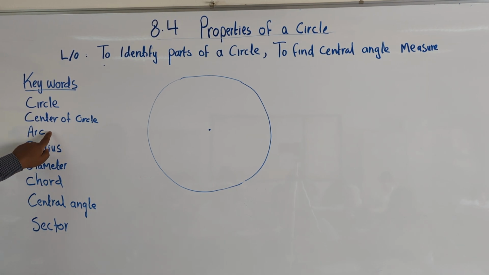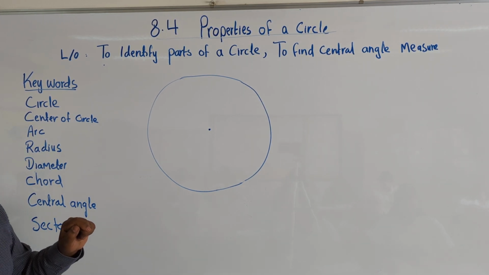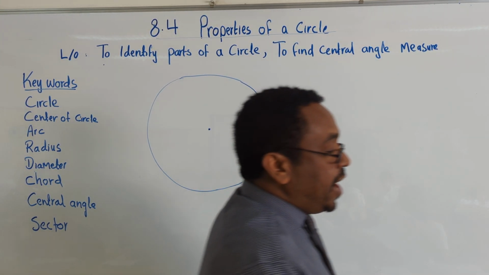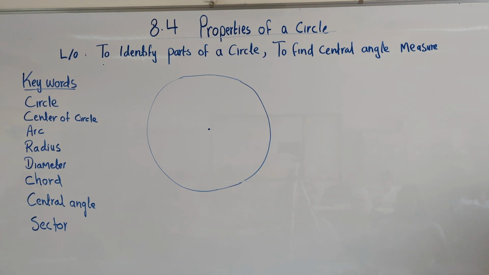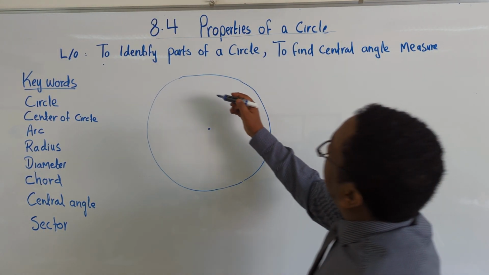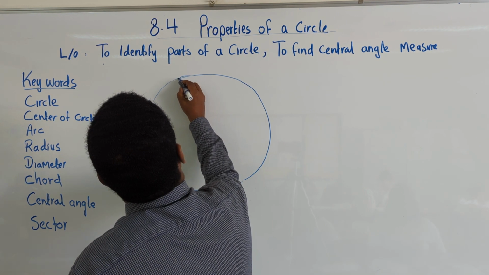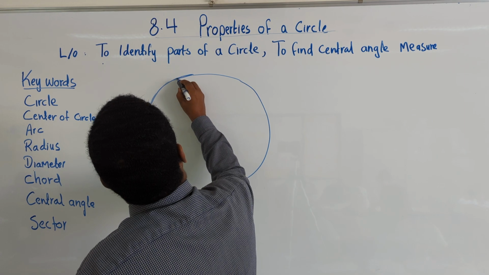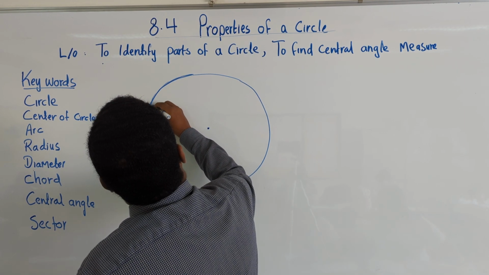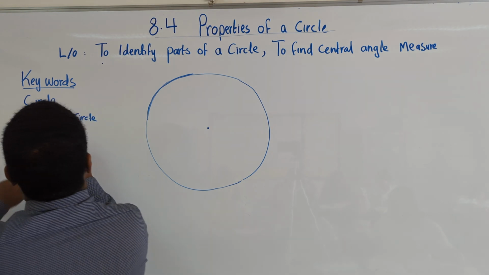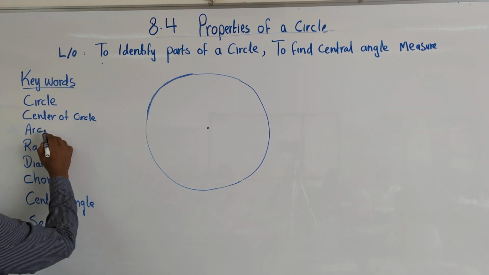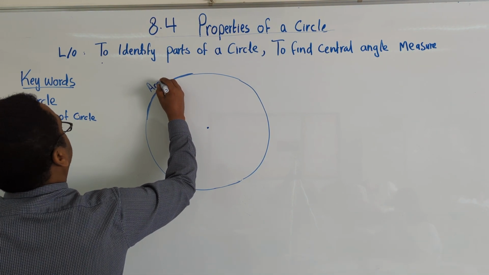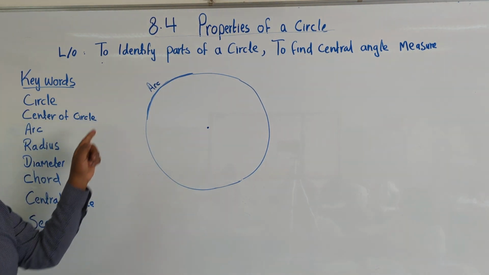Okay, now arc. What is the arc? The arc will be the part of the circle which is here. For example, if you choose this bit, it's a curved part here. So this we call the arc. Are you guys with me? Yes. Okay, so this is the arc. So I can put here the arc. It's basically that curved line.